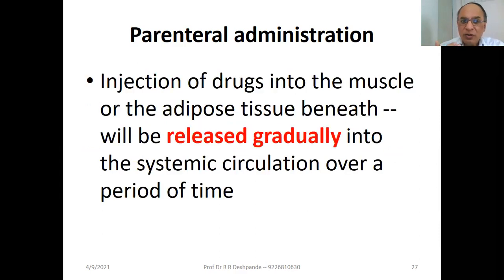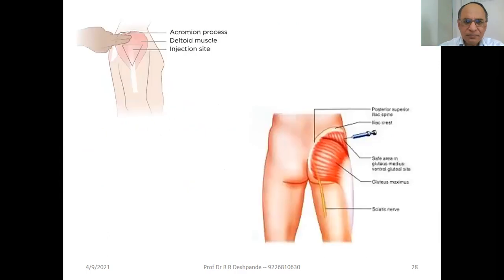Drugs injected into the muscle or the adipose tissue beneath are released gradually into the systemic circulation over a period of time. So intramuscular is always slow acting, and intravenous is very quick action. These particular sites are very important. Deltoid muscle, and following that you can see here the injection site. This is more important. Can you see over here? This particular area you have to use.